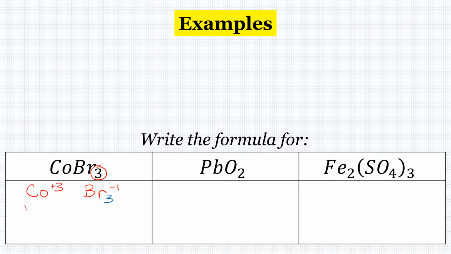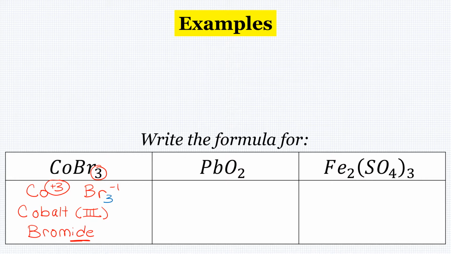So our name is going to be cobalt, and our charge here goes in parentheses, cobalt(III) bromide. And we're changing the ending here to -ide because it's our anion, and it's not polyatomic. Okay, let's look at the next example.